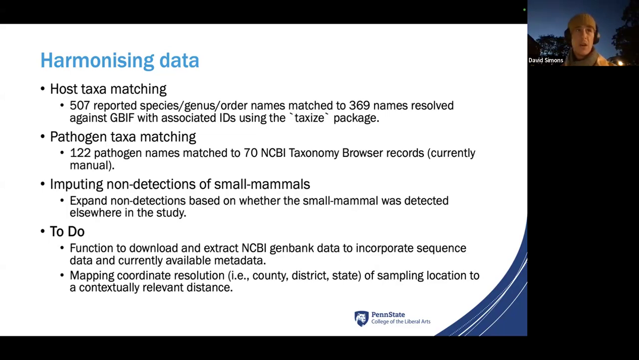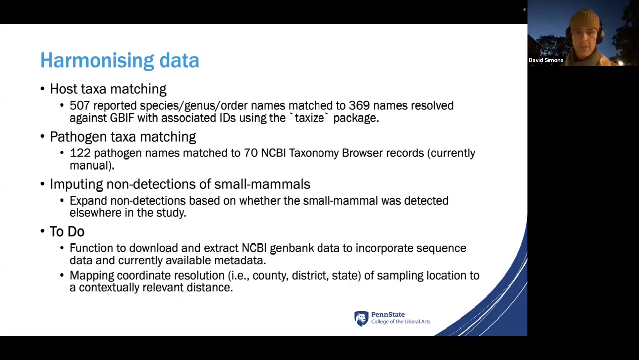So I've just been asking people to extract the data as it's reported in the paper, and then we'll deal with all of this stuff. And I just wanted to highlight this taxize package just in case anyone else comes across these problems. It's a very nice way of doing fuzzy matching on free text and then assigning it to a unique identifier.